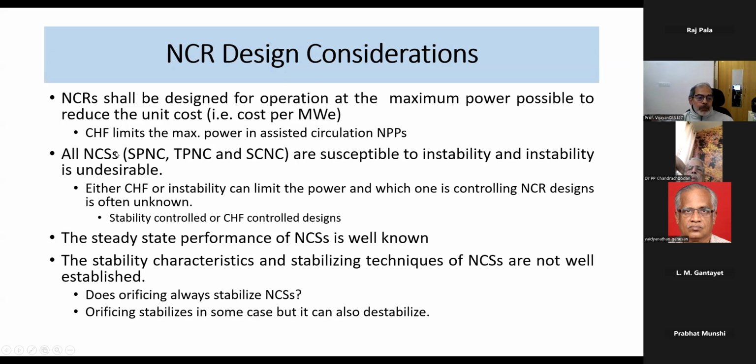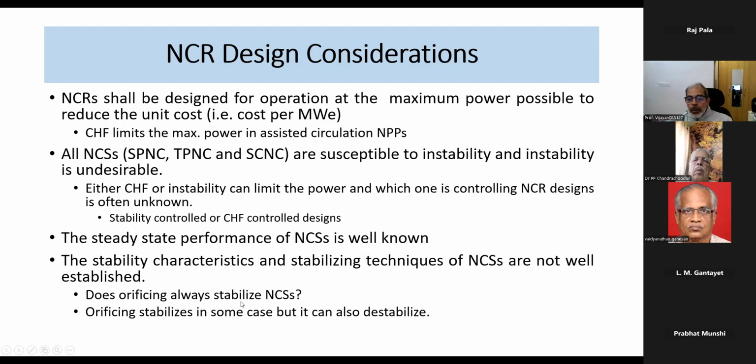But natural circulation systems are also susceptible to instability. So there are two things which can limit the power: one is instability, and the other is CHF. So you can have a CHF control design or a stability control design in a natural circulation reactor. Steady state performance is well known. However, stability performance is not that well established.